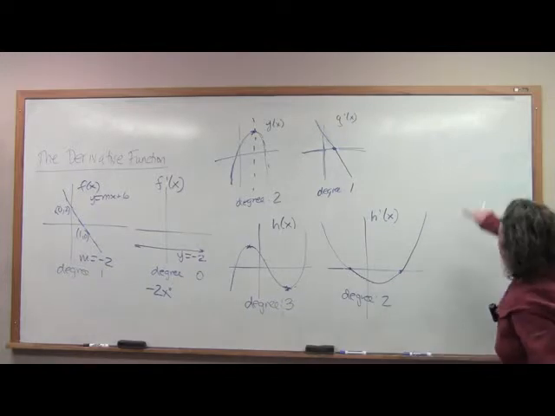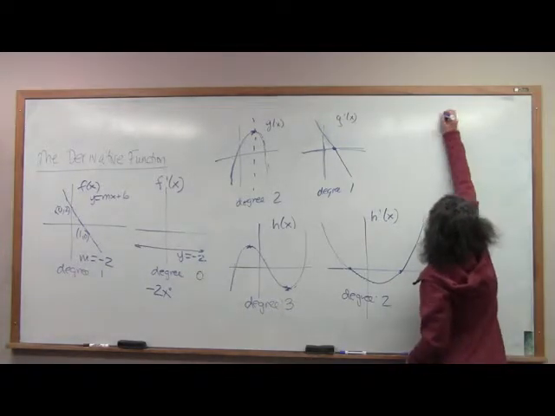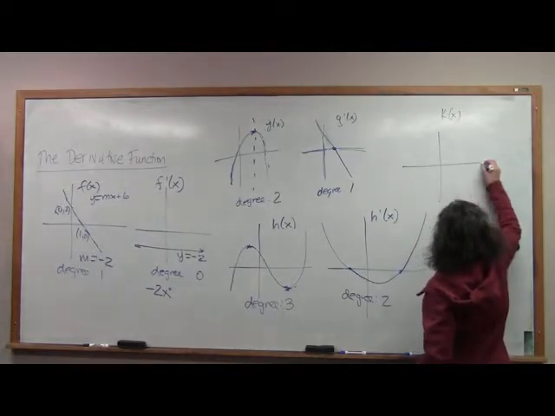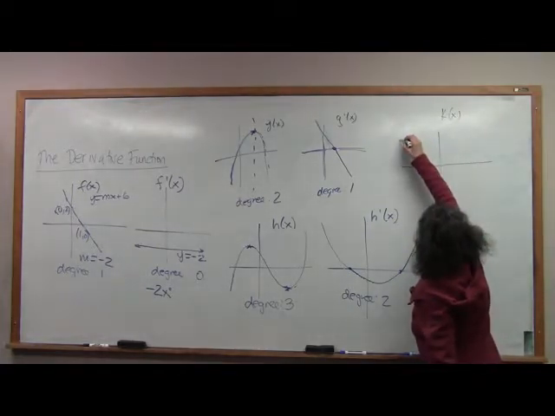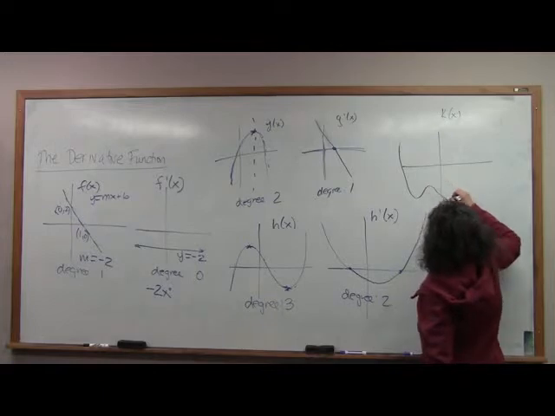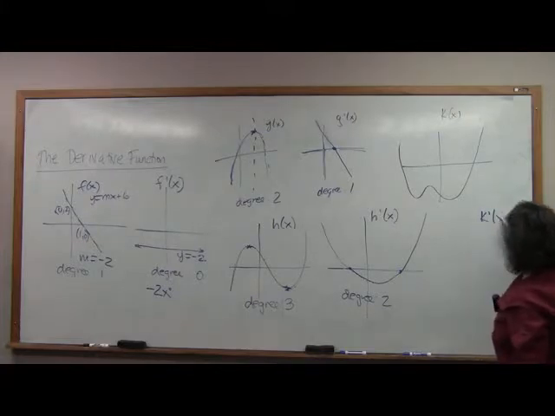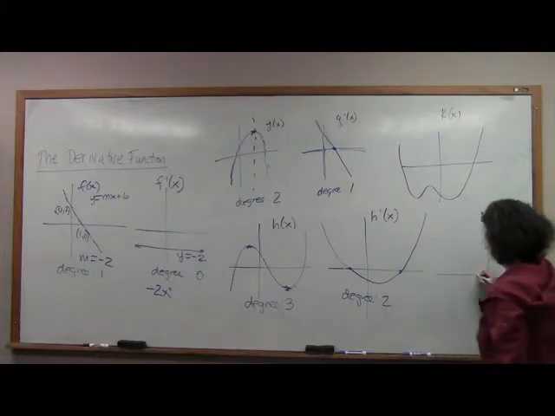Okay? Let's do one more. I've got room for one more up and down here. So now we'll call this k of x. And suppose now my function looks like this. And I will put k prime of x right down here.